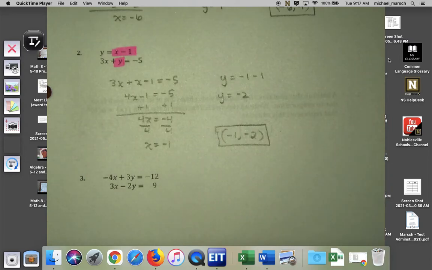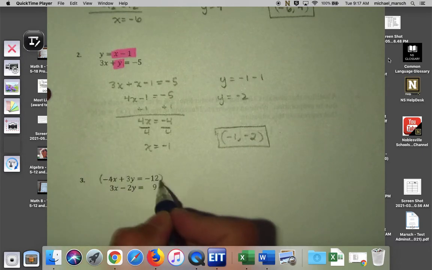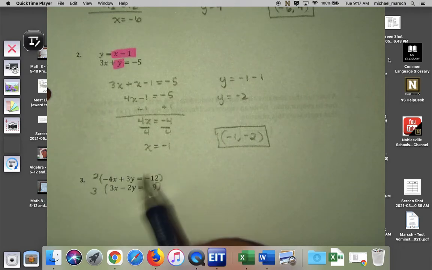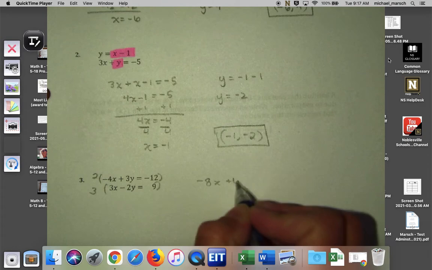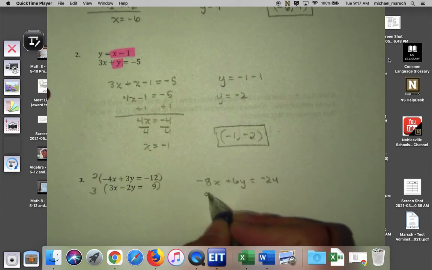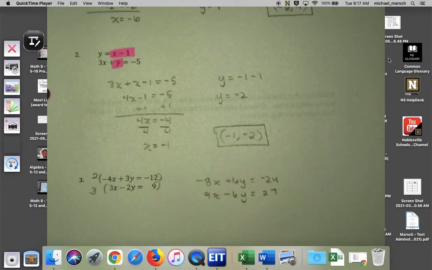Number 3 is a little bit more complicated because I'm going to have to modify both equations to get something to cancel out. So I'm going to try to get rid of my y's. So I'm going to multiply the top equation by 2, the bottom equation by 3. That will make my y's cancel out because I'm going to get negative 8x plus 6y equals negative 24. And then I'm going to get 9x minus 6y equals 27. So then these are gone.